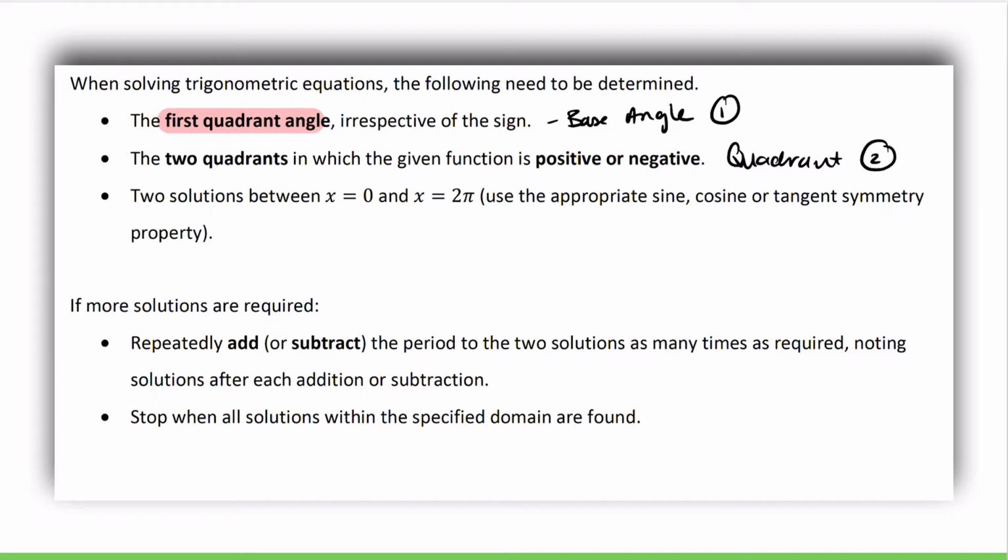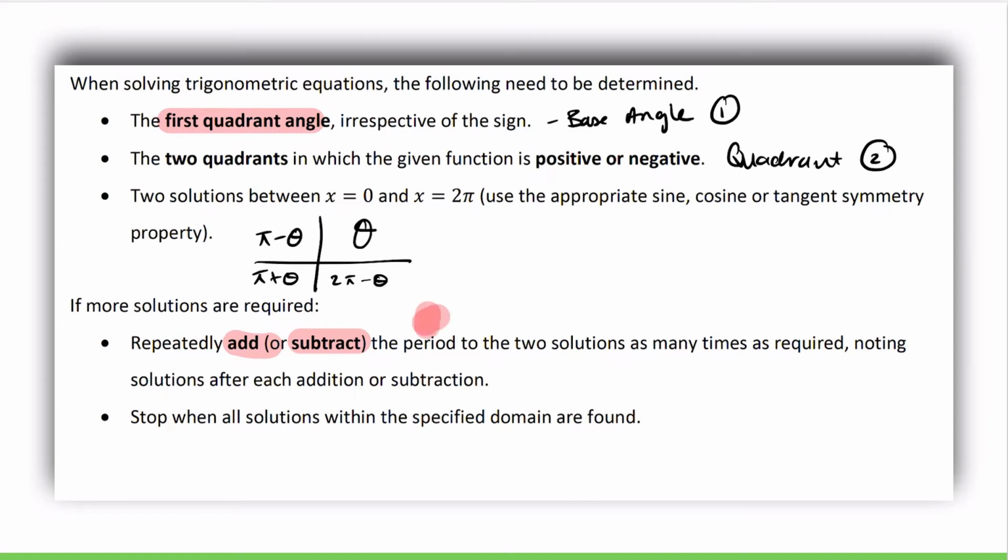And then finally, what you want to do is you want to be able to solve it based on our rules of symmetry. So we have our rules. This is theta, pi minus theta, pi plus theta, and 2 pi minus theta. So based on these particular rules, we can then go ahead and find all of the other angles. If we need more solutions for the domain, so if it's between 0 and 4 pi, for example, what you'll do is you'll just add or subtract the period to the two solutions as many times as you need. So noting the solutions after each addition or subtraction.